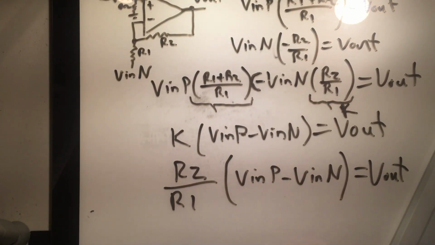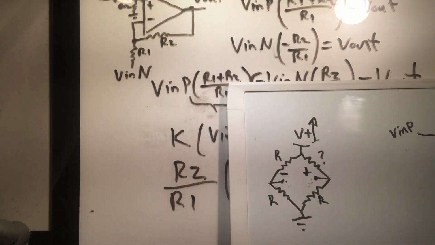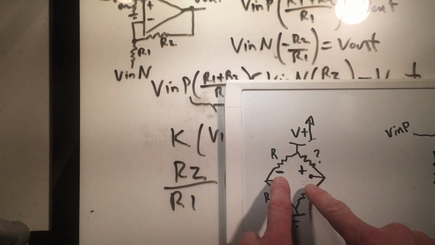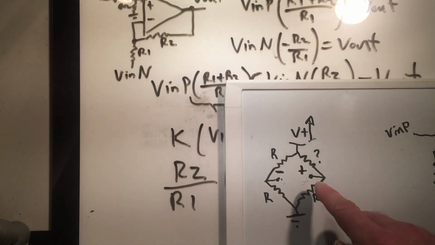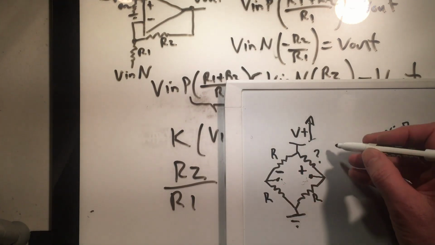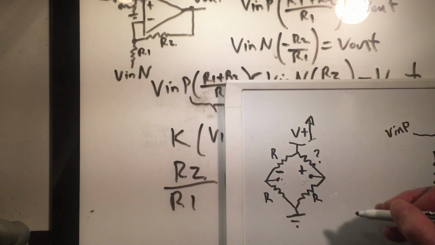And that's really the beauty of the differential amplifier. The only thing that we could really measure is the difference between these two terminals. And from this circuit's point of view, the only way this is going to change is if the resistor in question changes.